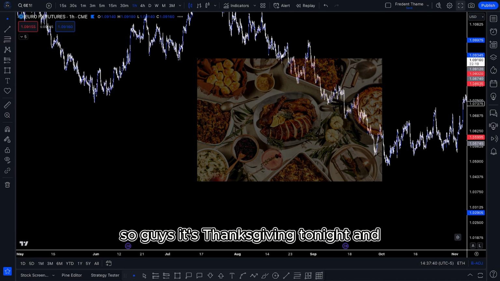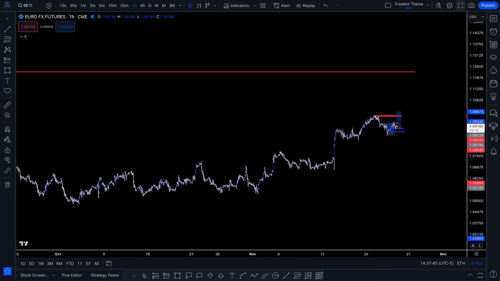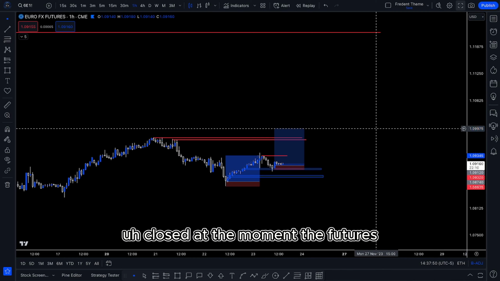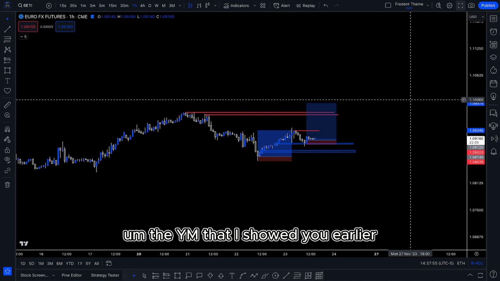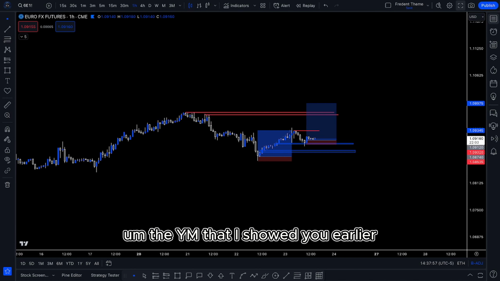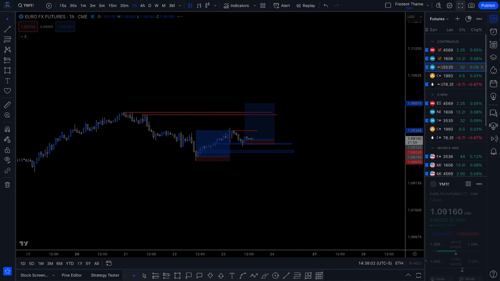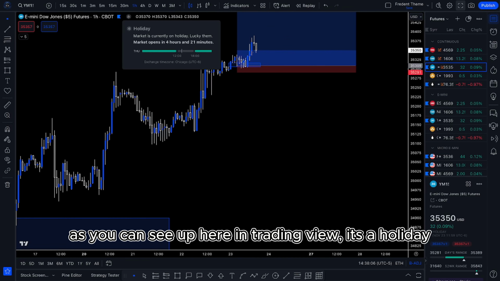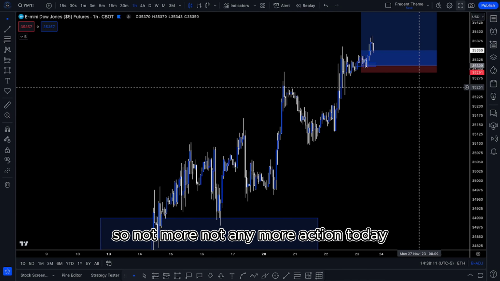So guys, it's Thanksgiving night and the markets are closed at the moment. The futures, not the euro, but the futures are closed. The YM that I showed you earlier, the market is closed, right guys? Market is closed, as you can see up here in TradingView. It's a holiday, and it's the same tomorrow. So not any more action today.